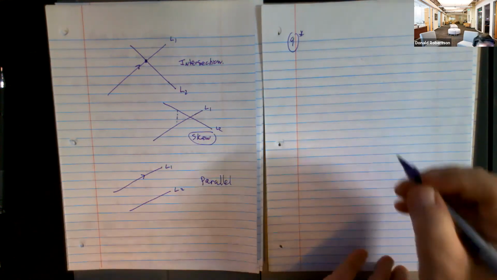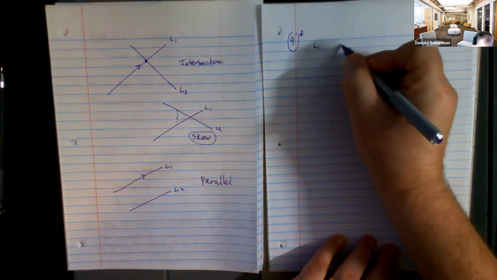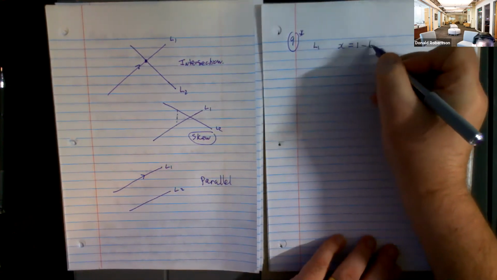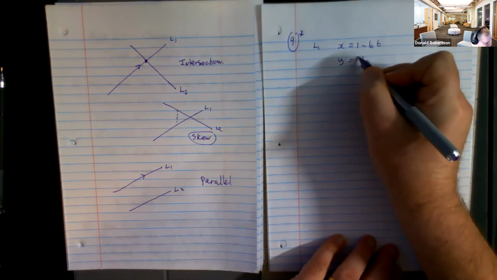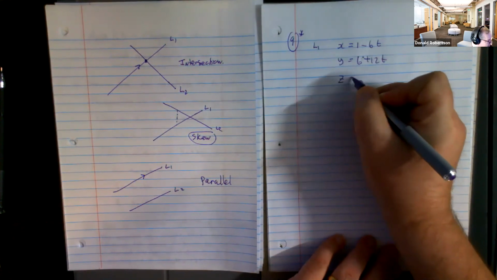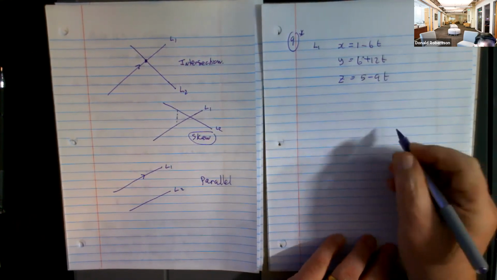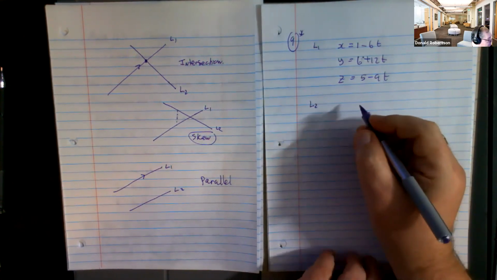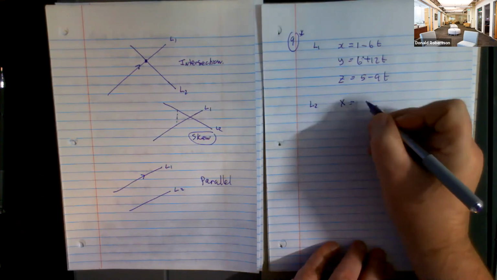So the first one, line 1, is x equals 1 take away 6t, y is 6 plus 12t, and z equals 5 take away 9t. This is going to be my last question for today because we have other things to talk about. And the second line is going to be this.